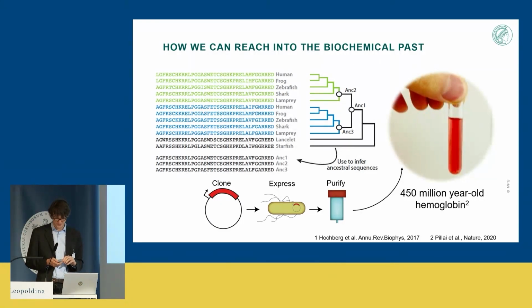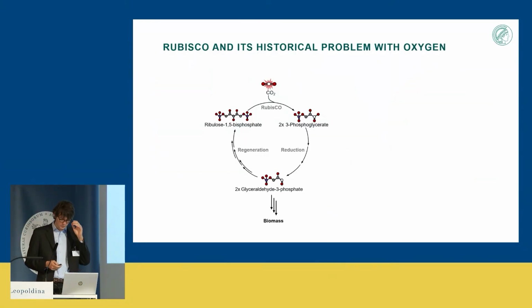Okay, that's the technique, and I want to give two examples of how we use this to understand protein complex evolution. And the first one has to do with rubisco. This is an enzyme that helps plants, algae, and cyanobacteria fix CO2 and make sugar out of it, which ultimately almost all of life depends on.